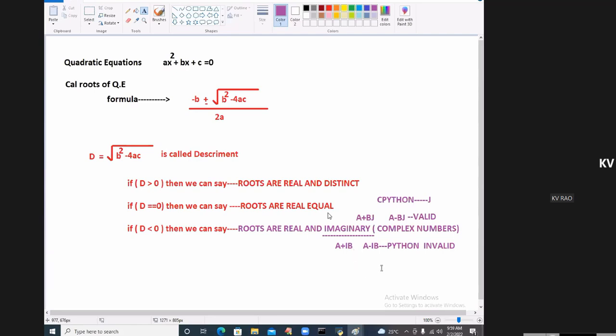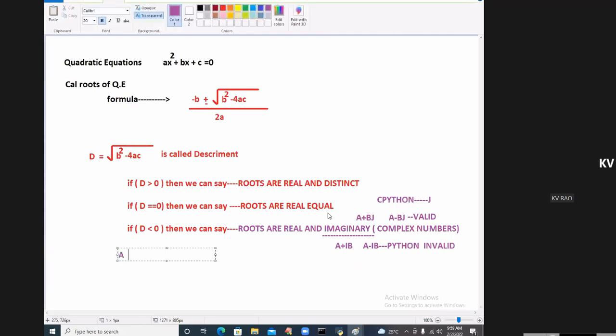So the purpose of the J is equal to, what is A? A is called the real part. I will explain programmatically. B is called the imaginary part. Because I will explain so many operations on it, dear students. As a full stack data science developer, I would like to give you things towards data science, what will come in the industry.